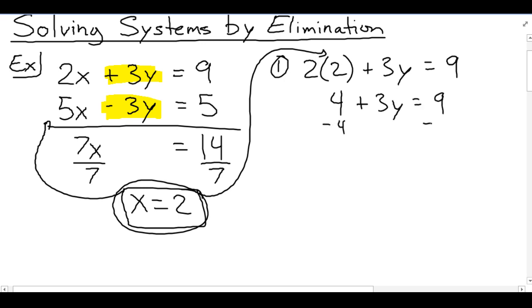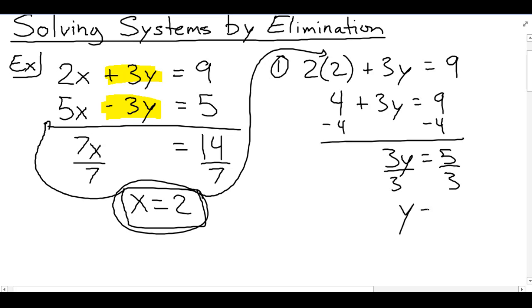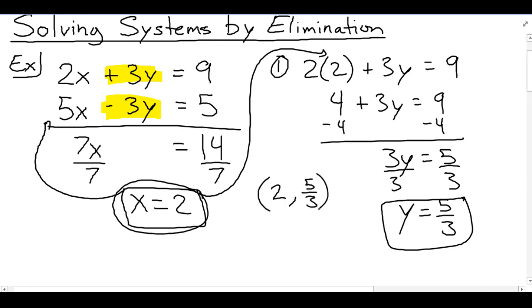Subtract 4 from both sides. Nice little multi-step equation here. 3y is equal to 5. Divide both sides by 3. You end up with y is equal to 5 over 3. And that's it. That's your answer for this system of equations. These two lines, if you were to graph them, cross each other at the point (2, 5/3). That's the answer that they both have in common, right?